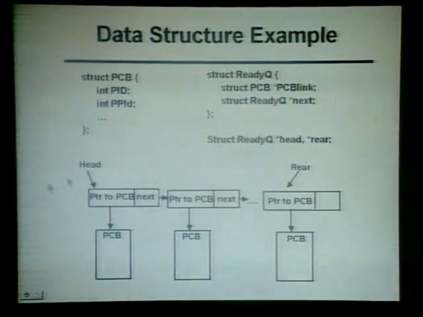So this data structure defines the structure of the PCB, which includes the process ID, the parent process ID, and other details depending on the operating system. We define this data structure as a struct in the C language, and this is its graphical representation. We need to store the head pointer, which points to the first process in the queue, and of course, it is linked to the PCB of the process.